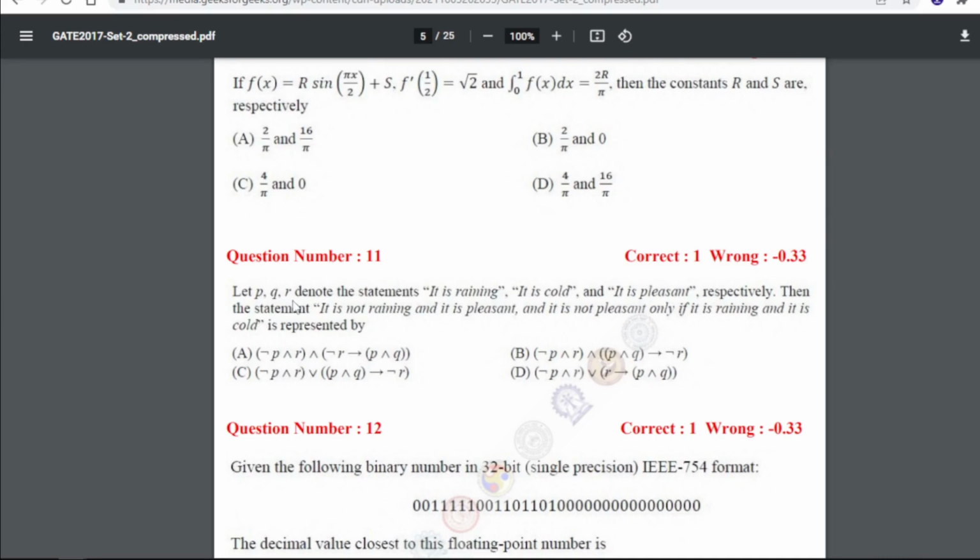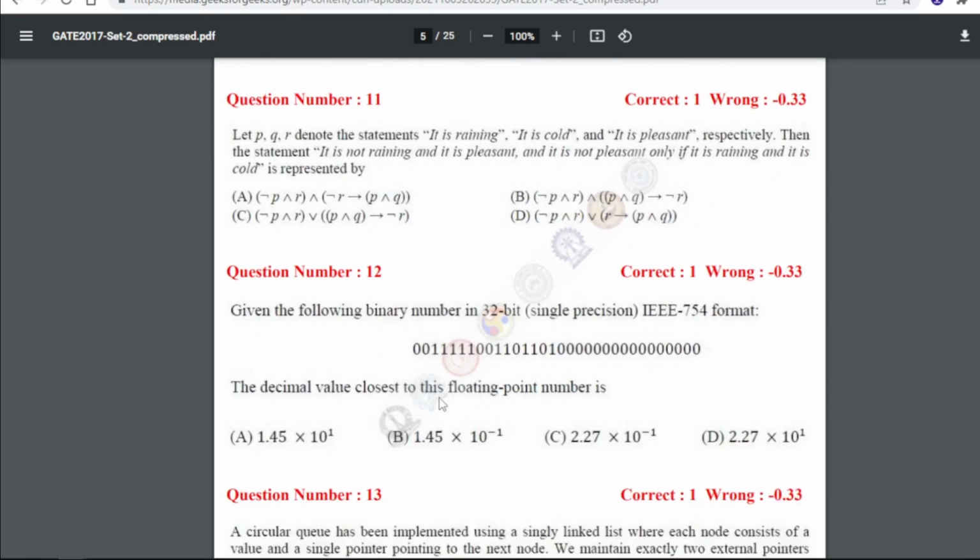Question number 11 is let P, Q, R denote the statements it is raining, it is cold, it is pleasant respectively. Then the statement it is not raining and it is pleasant, and it is not pleasant only if it is raining and it is cold is represented by which equation. So for this one it will be represented by A, right? You just have to take all the statements in P, Q, R and then frame the equation.